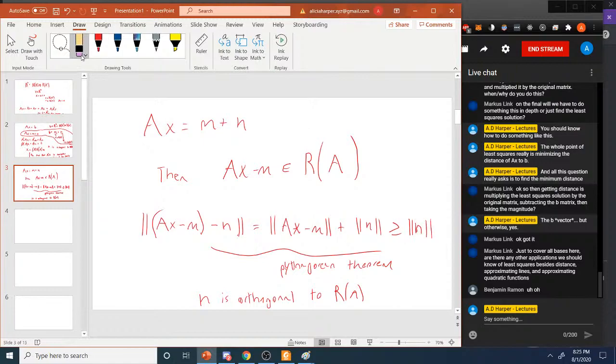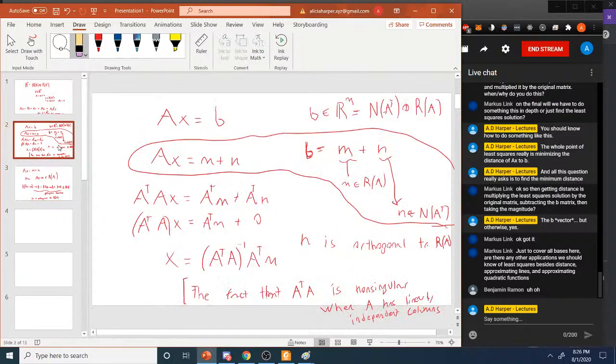So the best we can hope for is to make this quantity exactly equal to the magnitude of n. And that's what the least squares solution accomplishes, and that's what the rest of this proof does. So that's the main theory.